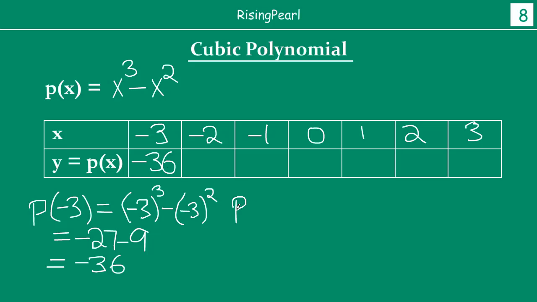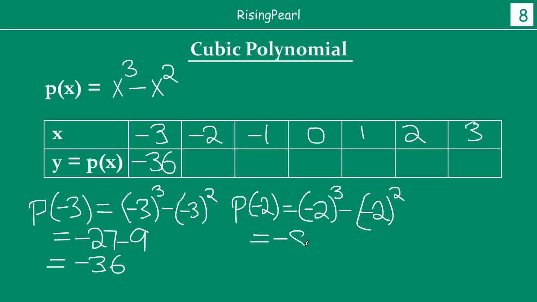Let's try now p(-2). So p(-2) will be -2 cubed, which is x cube, minus x square. This one will be -8, right? And -2 squared is +4, but there is a minus here, so that will be -4. So this will be -12. So this value will be -12. Okay, so at least it is coming down a little bit, so we should be able to draw this point.